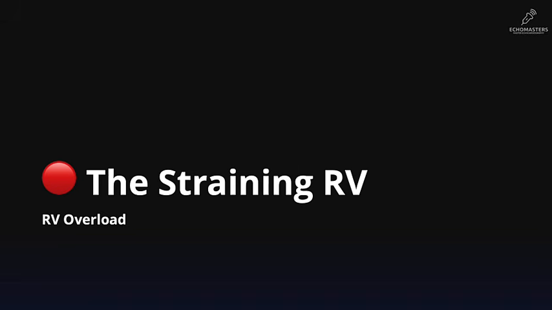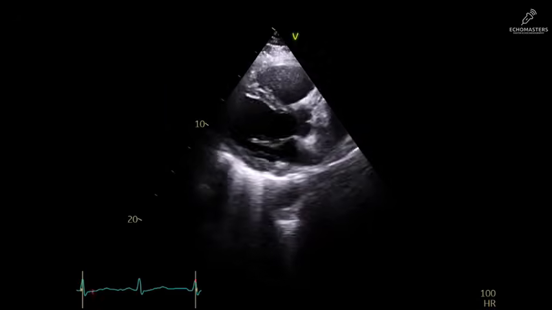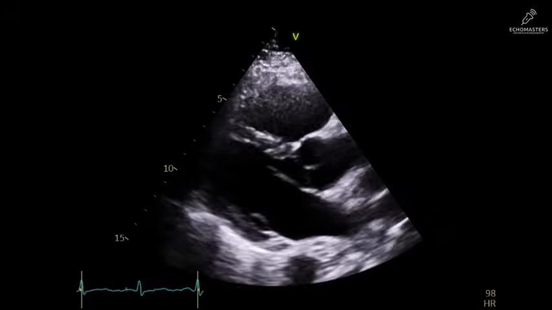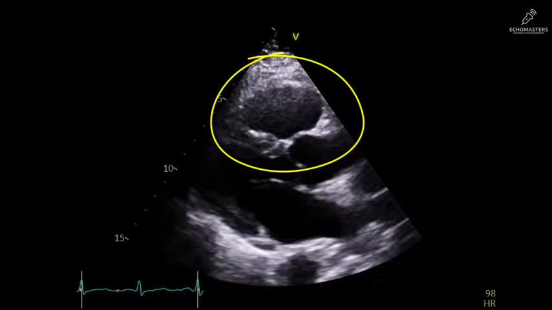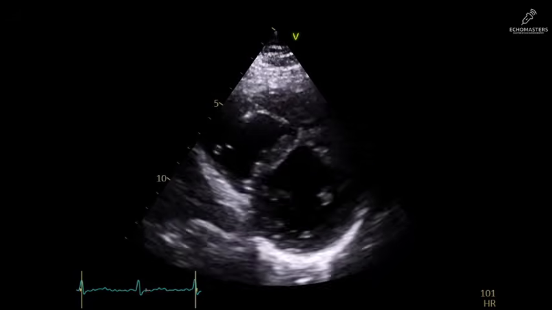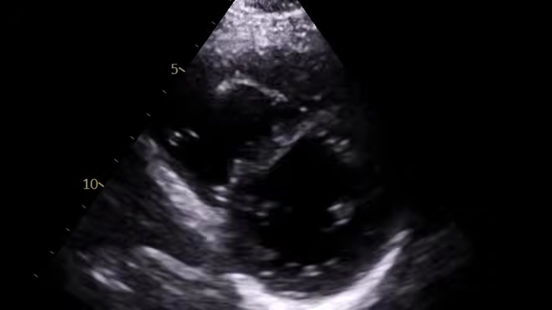In this next case, we have another patient presenting with breathlessness and borderline blood pressure. Once again, you do your clinical assessment, you bring out your echo machine, and you start with the parasternal long axis view. There is no pericardial effusion here either, but what stands out right away is that the right ventricle looks dilated and hypocontractile. Something is clearly going on there. When you rotate to the short axis view, it becomes very obvious that the septum isn't moving normally.